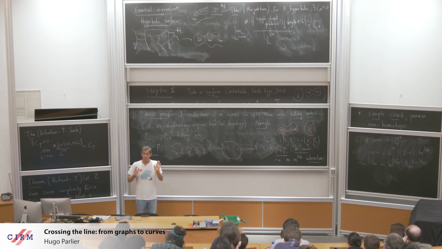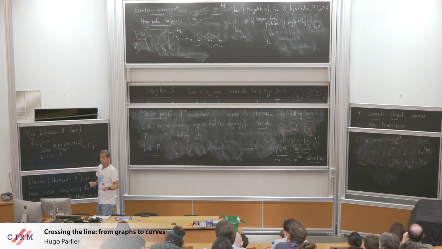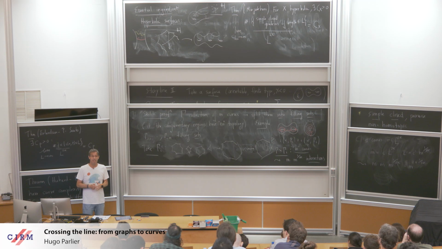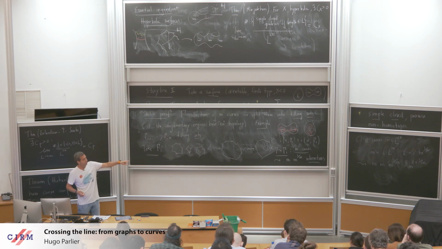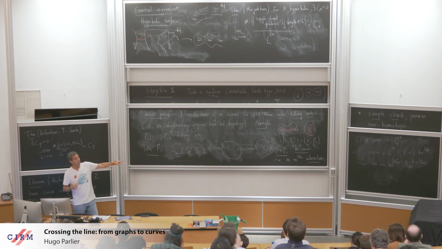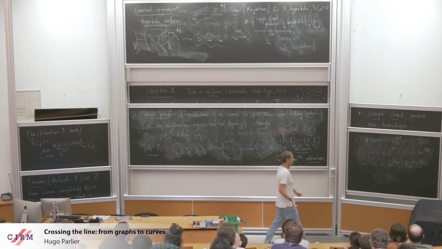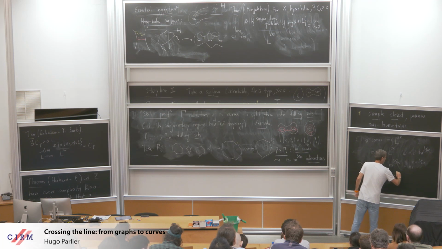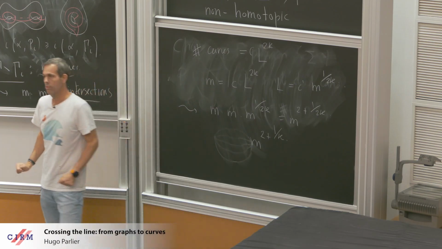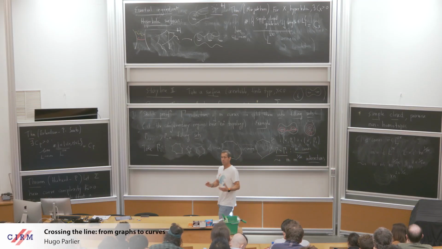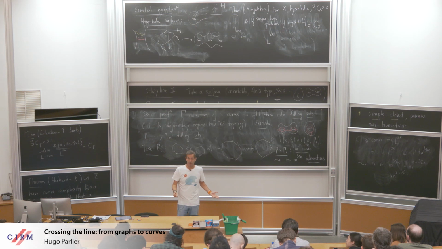All right, let me just end by saying two things. The first thing is that you can use a hyperbolic surface, well, not any hyperbolic surface, a well-chosen hyperbolic surface, to show that you can find m curves that intersect at most m to the power of 2 plus 1 over kappa. All right, so you can get reasonably close to the lower bound by an upper bound.